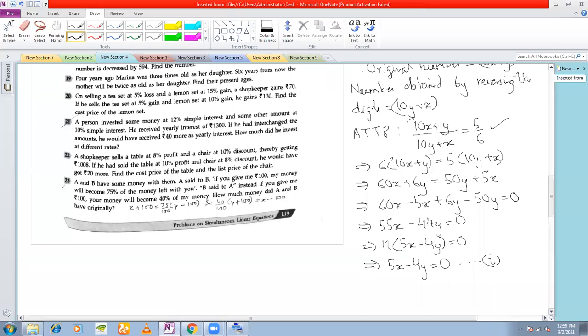When I'm taking this ratio, 10x plus y by 10y plus x is equal to 5 by 6. That means this number is obviously lower than this number. Am I right or not? This number is a lower number and this number is a higher number. That means I know that 10x plus y has to be less than 10y plus x. Right or wrong?